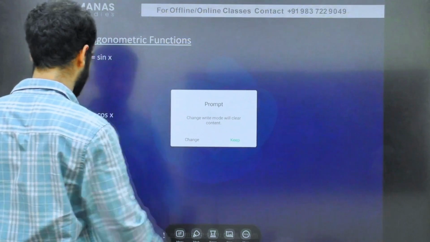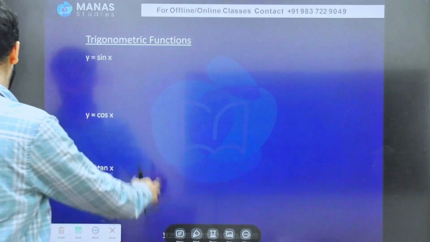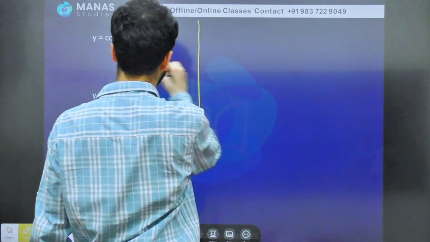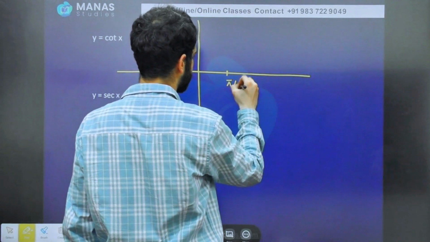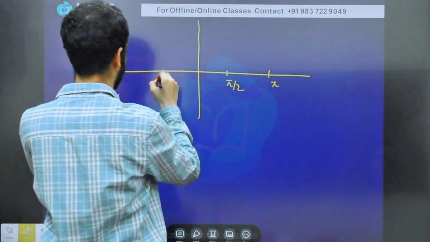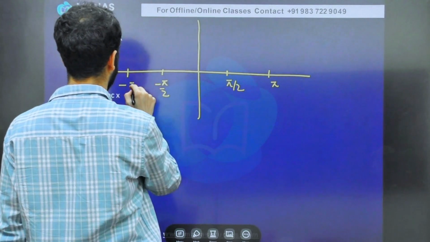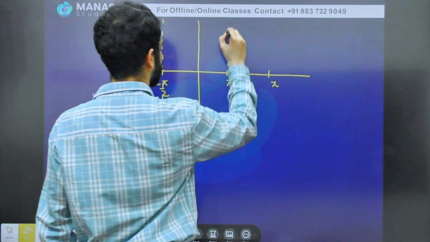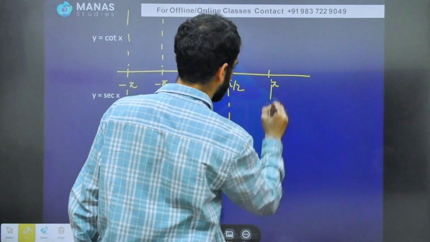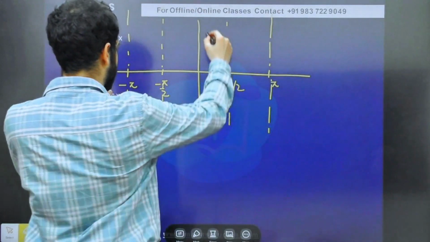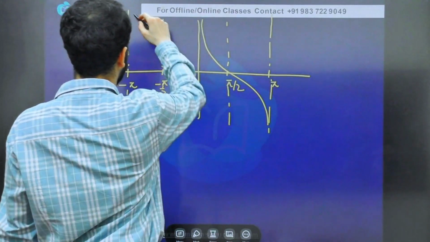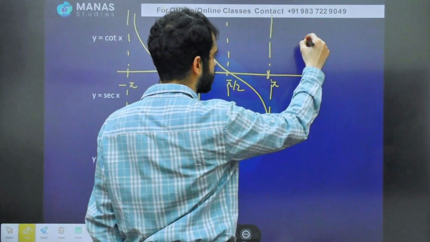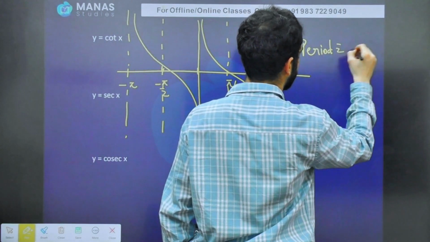Let's move forward on the topic we were discussing. That is the graph of y equals cot x. Now I'll again draw some reference lines. The graph of cot looks like this, and as you can observe, the period is pi, since the graph repeats itself after an interval of pi.